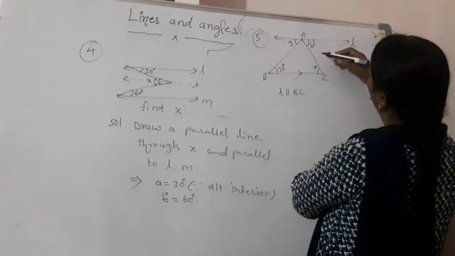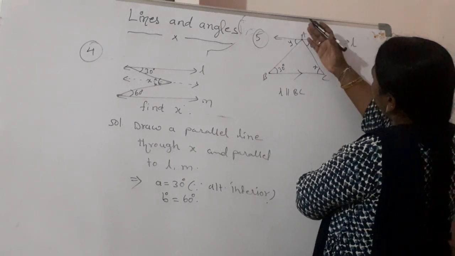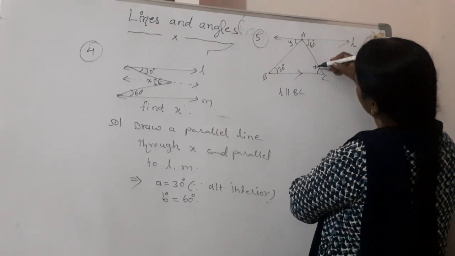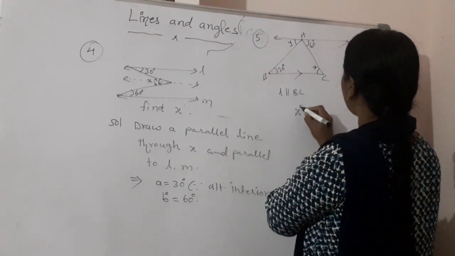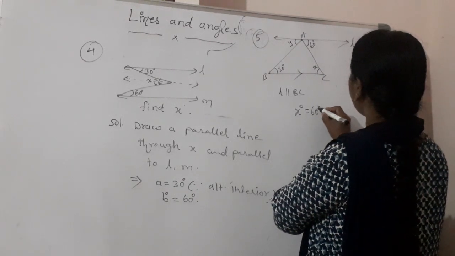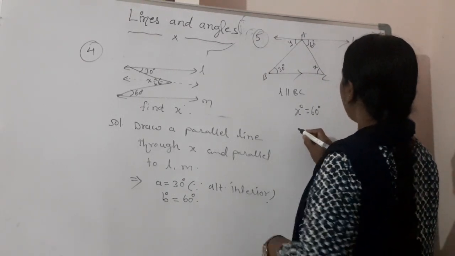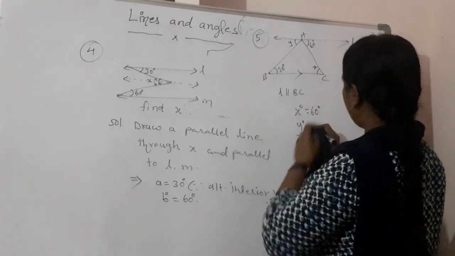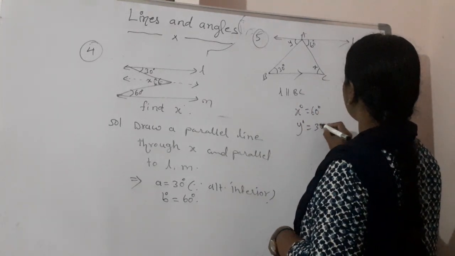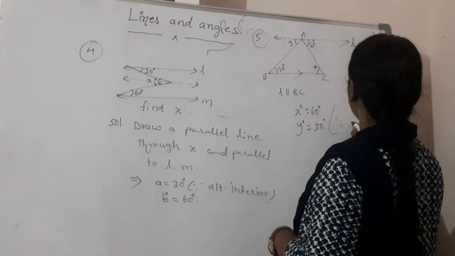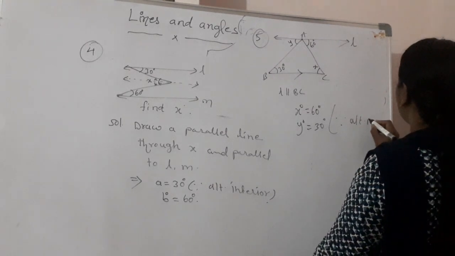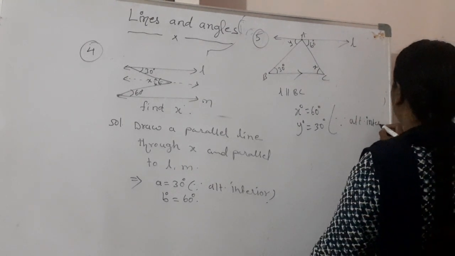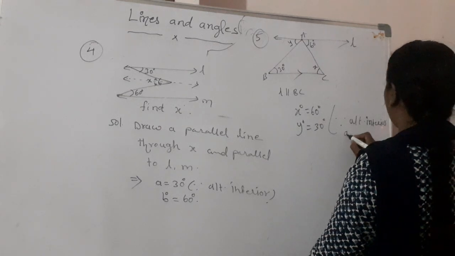So x equal to, see here, it will be transversal. So these two angles will be alternate interior. So x equal to 60 degrees. Okay. So y equal to 30 degrees, since the same property for both alternate interior angles.